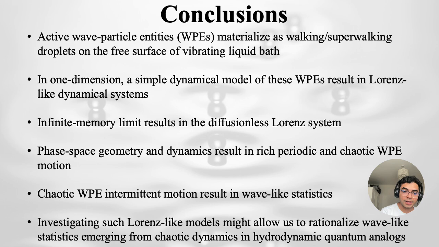And we saw that in the intermittent regime of the chaotic state, we have a wave-like probability distribution appearing. And then lastly, investigating these simple Lorenz-like models of these wave particle entities might allow us to rationalize the wave-like features in these statistics and how they emerge from the underlying chaotic dynamics.